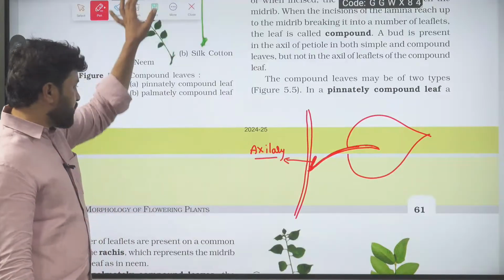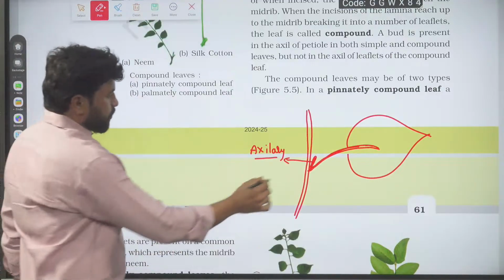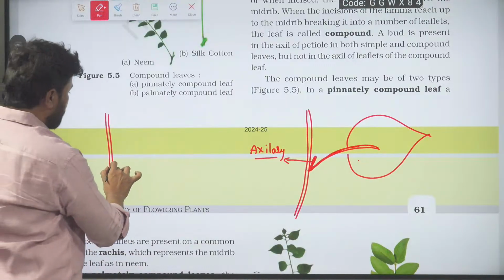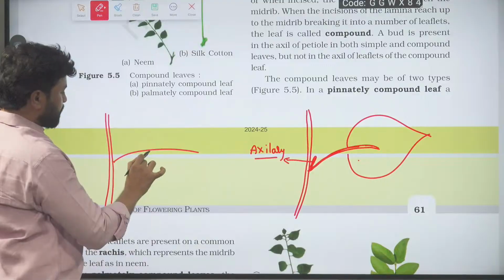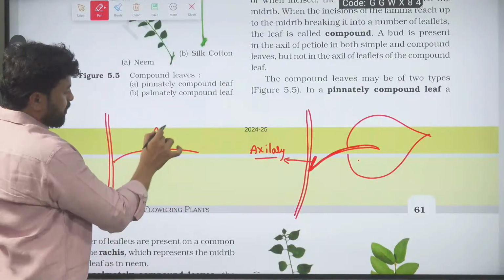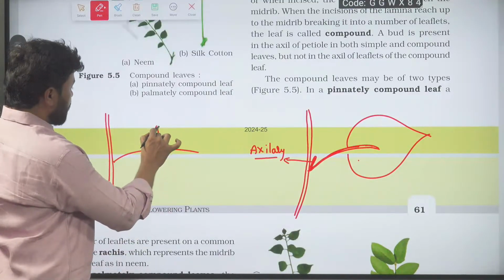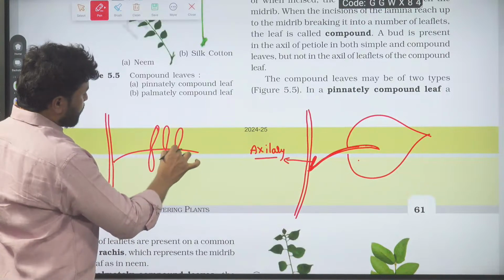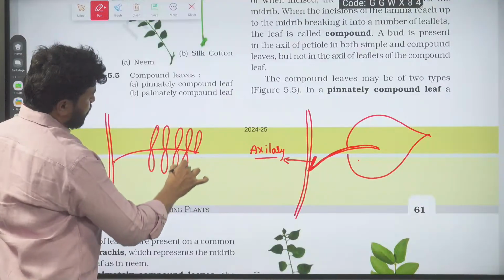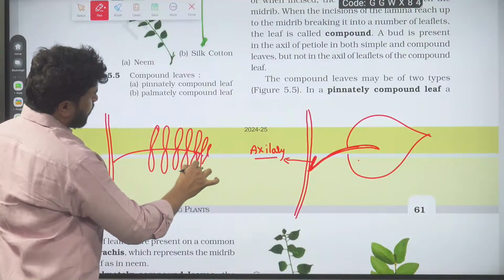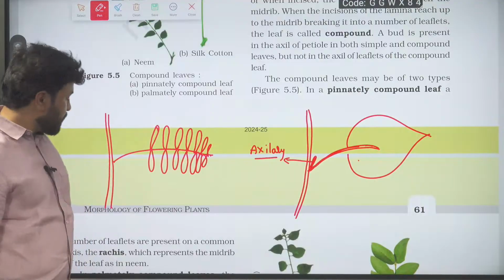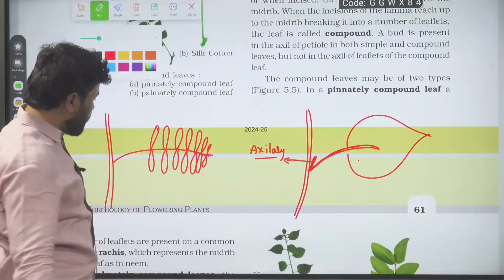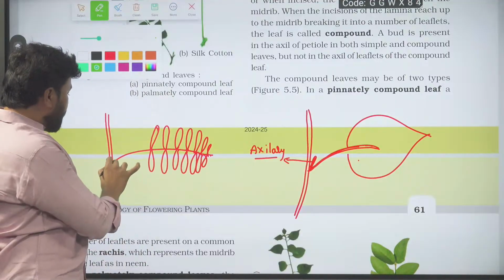Next one, consider I am making this simple leaf become a compound leaf. The rules are the same. This is a petiole, and from here onwards there is a development of lamina. Lamina has been incised and divided into leaflets. This is a so-called compound leaf. Consider, if I wanted to arrange an axillary bud in this leaf, where do I arrange the axillary bud?